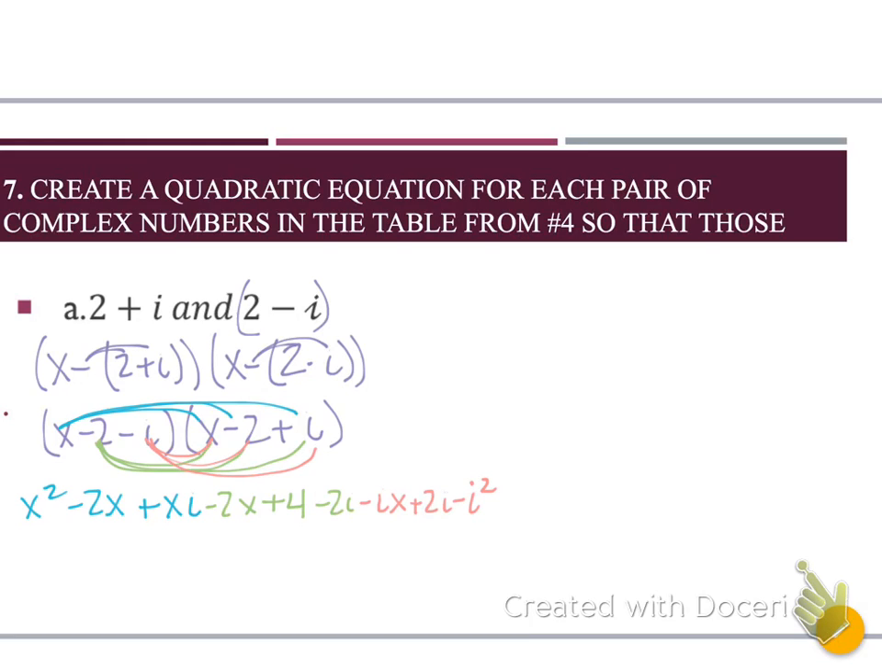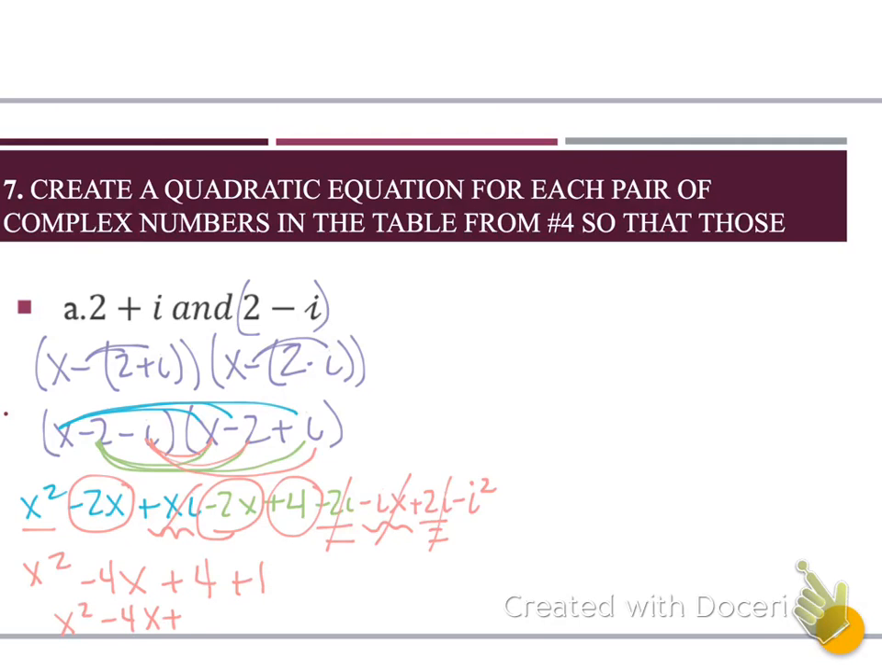We're going to combine like terms, so there's no other x squared, so he just chills down here. Negative 2x minus 2x is negative 4x. xi and negative xi cancel because they're the same but opposites. Then we have 4, which doesn't have anything else to pair with. And then negative 2i and positive 2i, same thing, they cancel. And then my i squared changes to a negative 1, so plus 1. So x squared minus 4x plus 5.